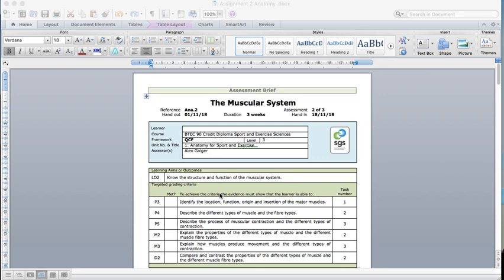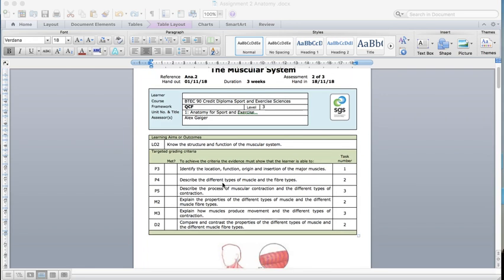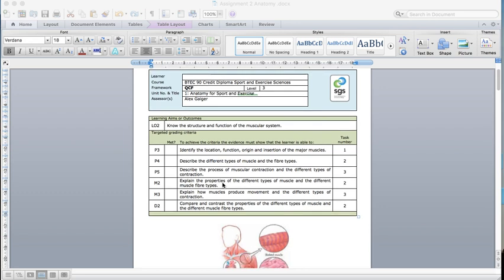So this is Anatomy and Physiology, and it's released on the 1st of the 11th, and it's due in on the 18th of the 11th, so you've got a bit of time. There's some time in half term to deal with this assessment. It has a number of criteria: P3, P4, P5, M2, M3 and D2, and you can obviously see that yourself.